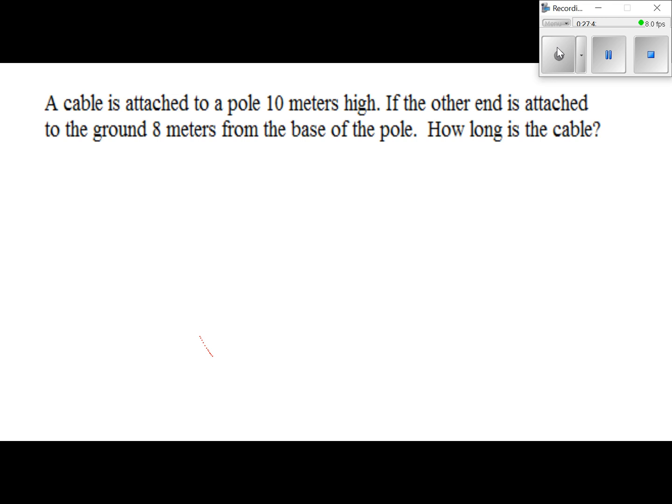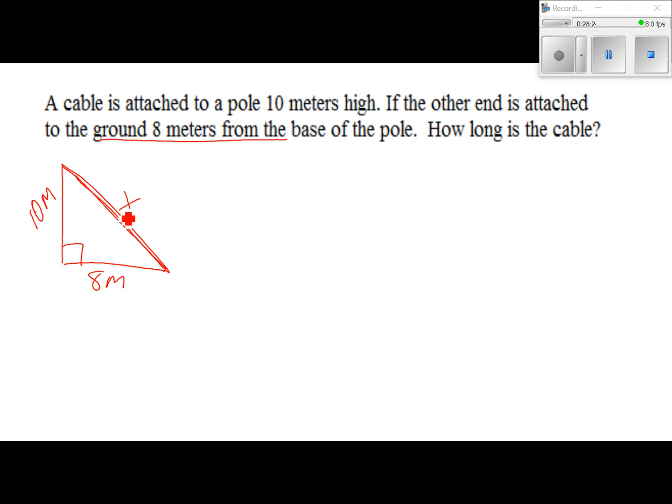So it says the cable is attached to a pole that's 10 meters high. So this is my pole. We know it's 10 meters. Doesn't have to be a spectacular drawing, just got to be some kind of drawing. And we got a cable that's attached to the pole. Comes out here like that, so it's attached to it, and it's 8 meters from the base of the pole. It says 8 meters from the base. Hopefully the pole makes a right angle with the ground, so we'll put a right angle symbol in there. How long is the cable? So we're trying to figure out how long this cable is. That's going to be our X.